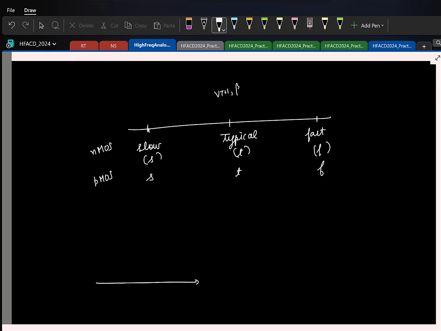So what we do is, let us say here I plot for NMOS, here I have for PMOS. You can have a case where both of them are slow. You can have a case where both of them are fast. You can have a case when one of them, NMOS is fast, PMOS is slow. Similarly, you can have a case where NMOS is slow, PMOS is fast, or both of them being at the typical. So these are called the process corners.